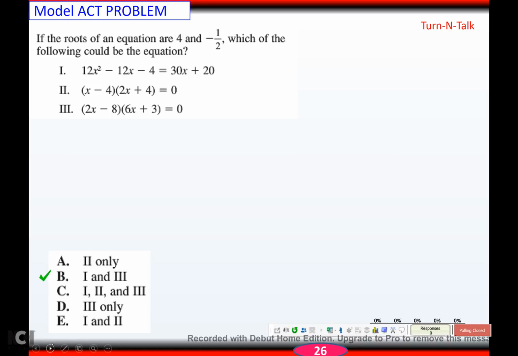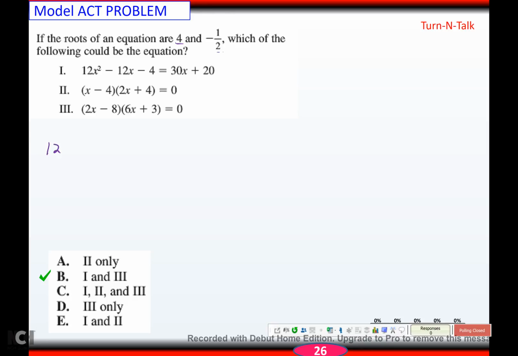And hopefully you got B. All right, if the roots of the equation are 4 and negative 1/2, which of the following could be the equation? You could do this different ways. I actually took my solutions and wrote an equation and checked them each in the equation, okay? What I didn't consider doing was just plugging these in. If they're roots, then when you plug them into the equation, they have to be true.